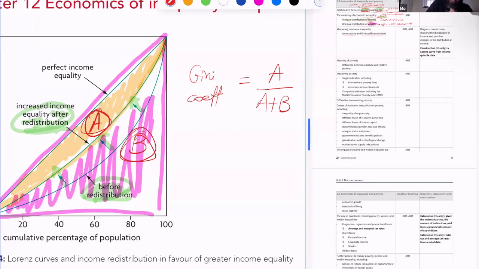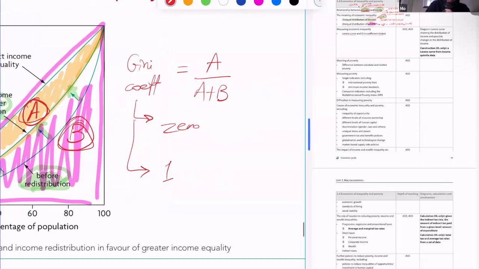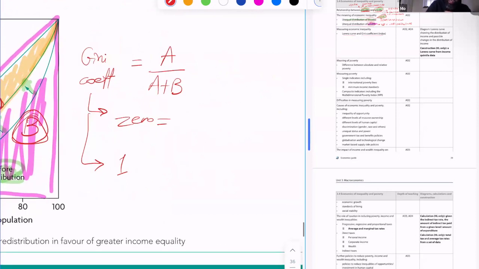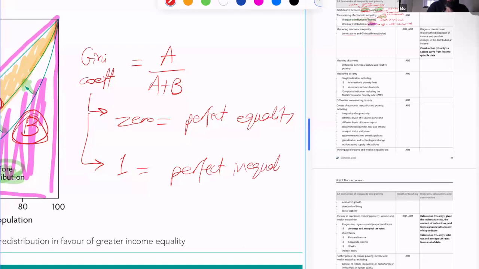Now, the Gini coefficient lies between 0 and 1. 0 means this society has perfect equality. 1 means it has perfect inequality. Okay, so the Gini coefficient will always be somewhere between 0 and 1. Are there any questions so far before I move on?